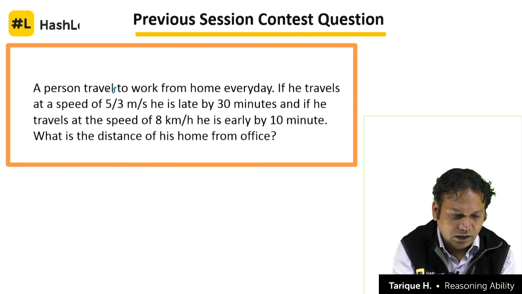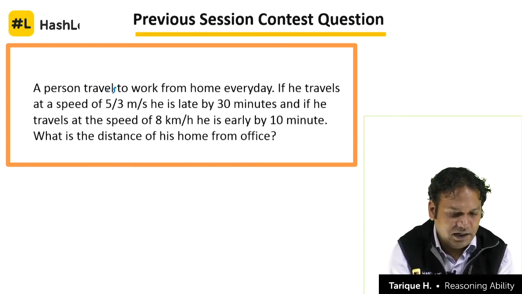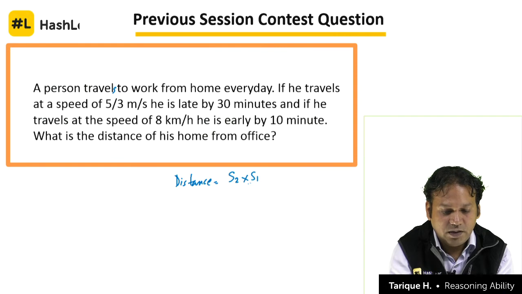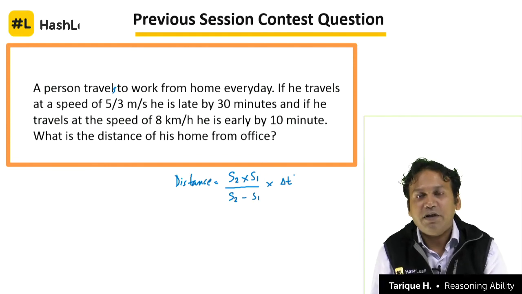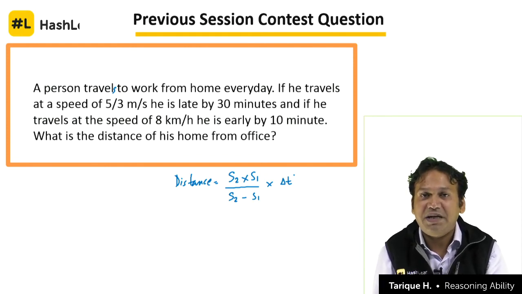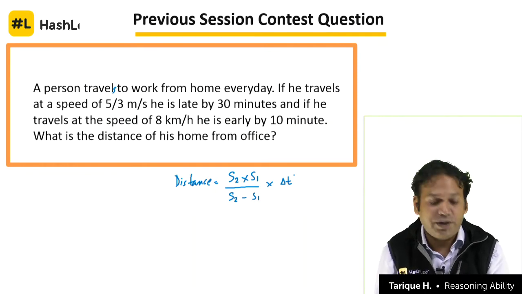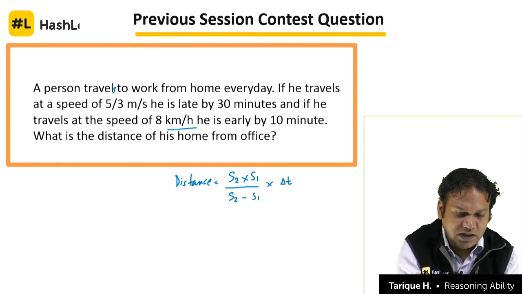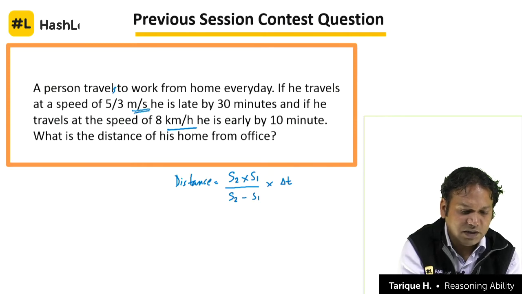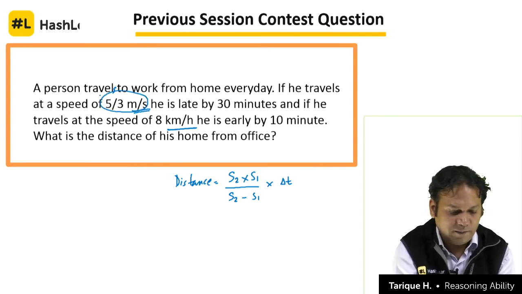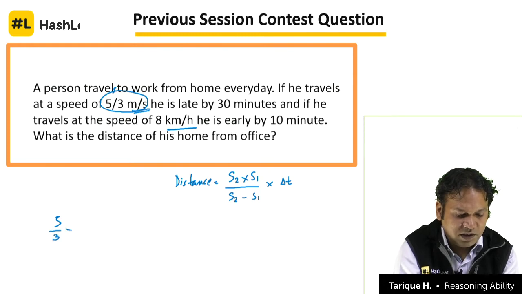Okay. Now, for this one technique I had given directly in the last class. Distance is equal to S2 into S1 by S2 minus S1 into change in time. But for this, what we need to do is to make sure that the speeds are consistent in terms of unit. One speed here is kilometers per hour, but another one is meters per second. So, let us convert this into kilometers per hour. 5/3 meters per second into 18 by 5 is equal to 6 kilometers per hour.